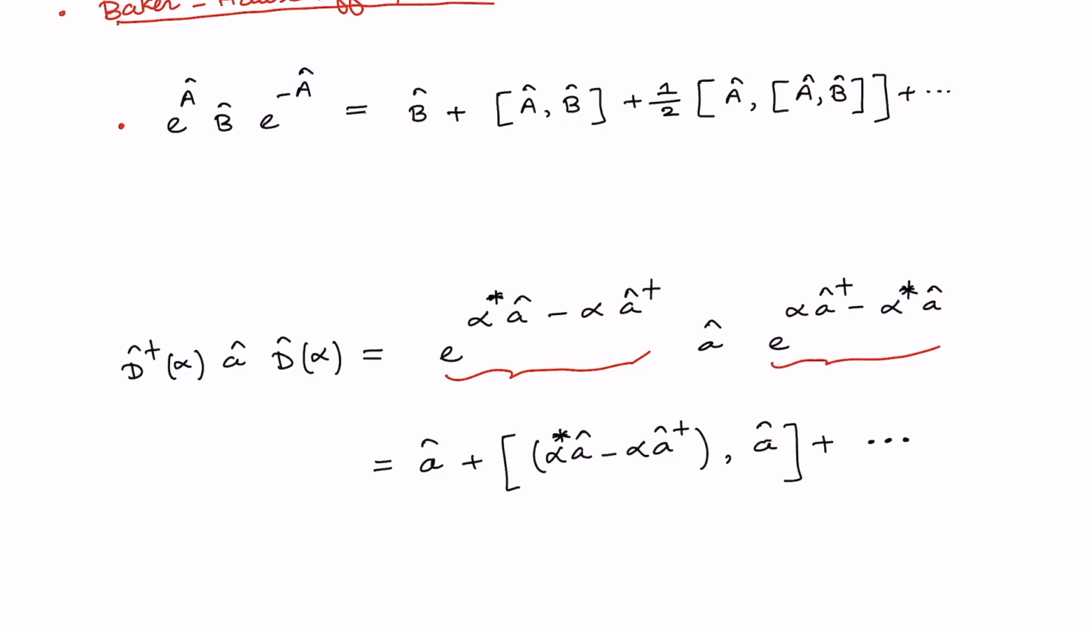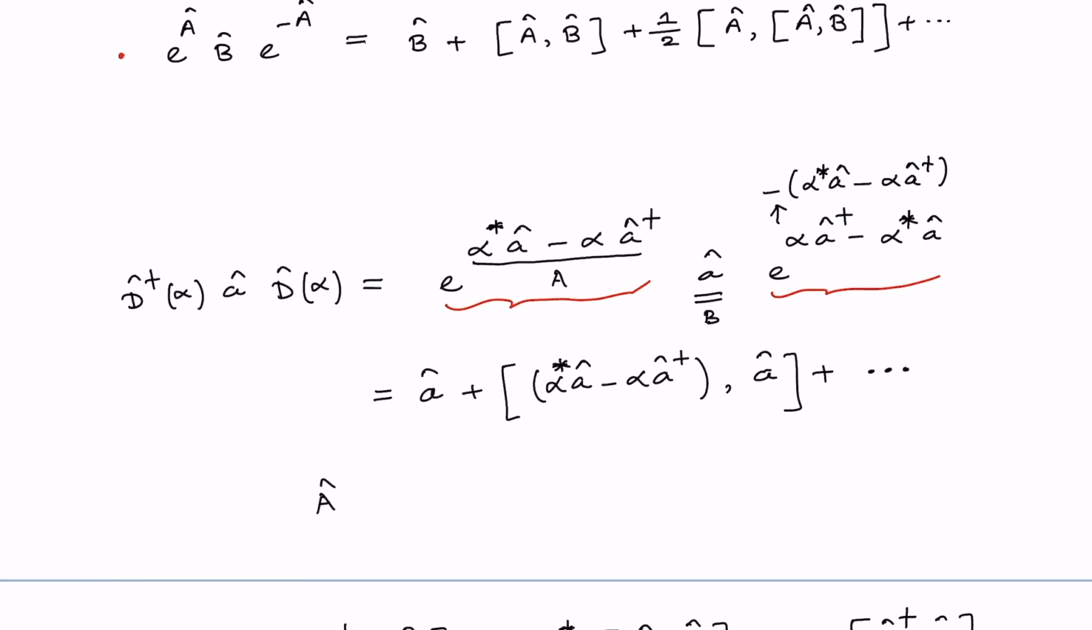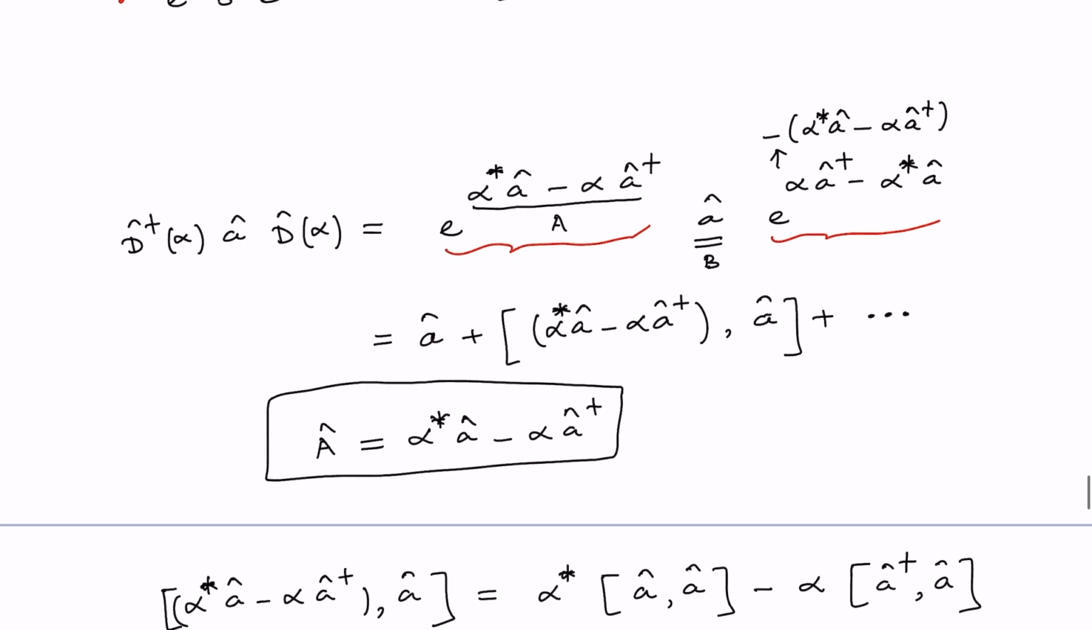And now here what we are doing is that we are taking this quantity as A, and this quantity is my B, and this quantity is nothing but minus alpha star a, I mean to say alpha star a minus alpha a dagger. So therefore, let me write once again here, I am taking A as alpha star a minus alpha a dagger, and then applying this Hausdorff formula.